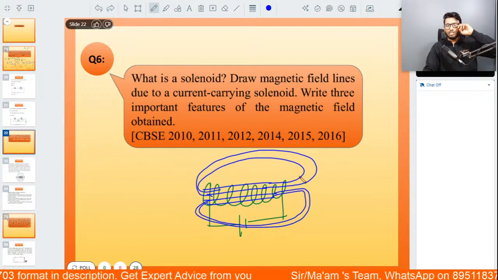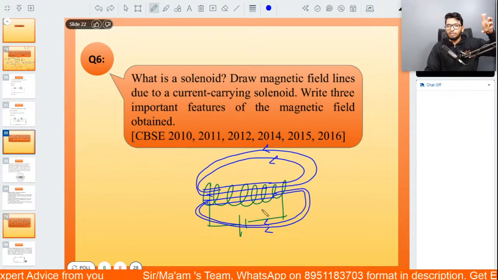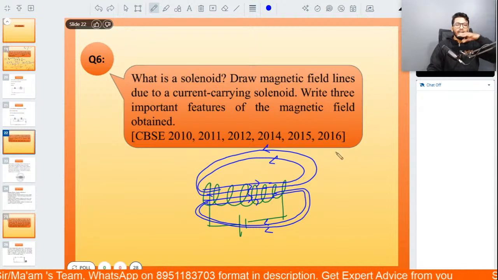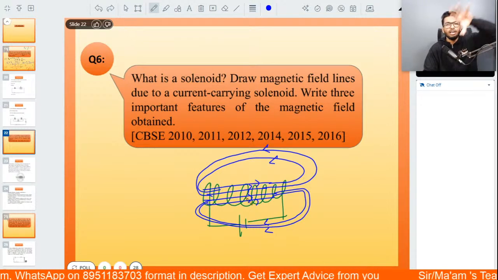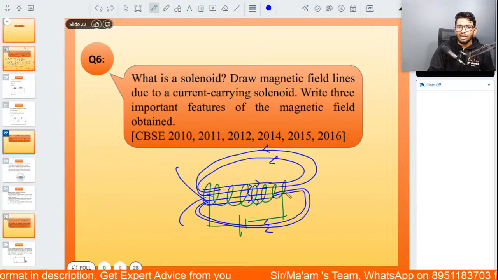Please practice it though. One end would be the North Pole, the other the South Pole. Please show the arrow mark as well. It is very, very important that you show the arrow mark in the direction the magnetic field lines are moving. With that said, let's go on to the next question.